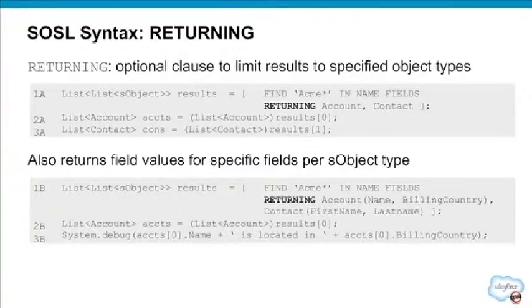Now, by default, these only return IDs. If we want to return field values, we'd use this syntax, where we have returning Account, and then we have the name and the billing country. So when we fetch those accounts, let's not only grab the IDs, let's also grab the values for the name and the billing city. And then same thing on each object by object basis.